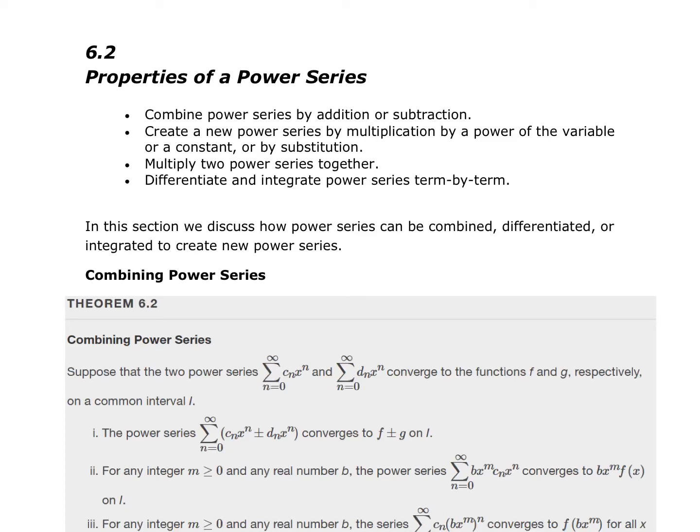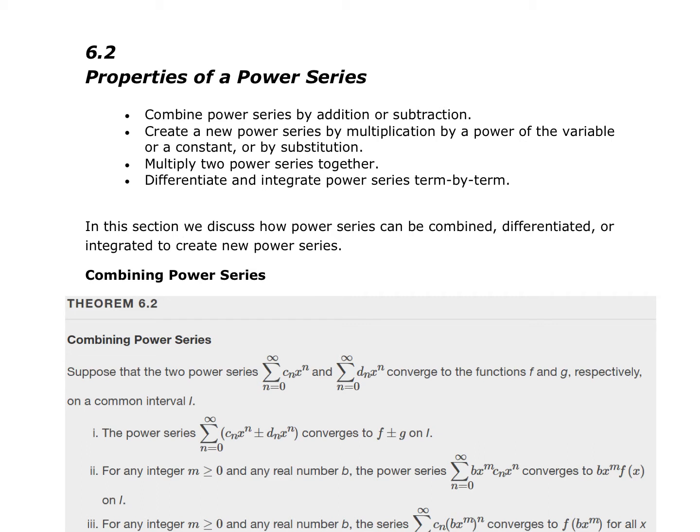In this video, we're going to look at properties of power series. We're going to combine power series by addition and subtraction. We're going to create a new power series by multiplication of a power of a variable or a constant, or by substitution. We're going to multiply two power series together, and we're going to differentiate and integrate power series term by term.